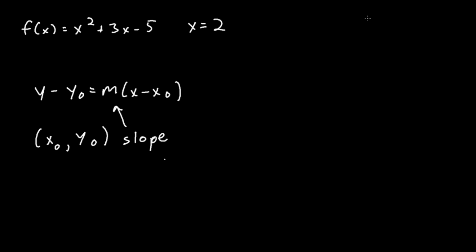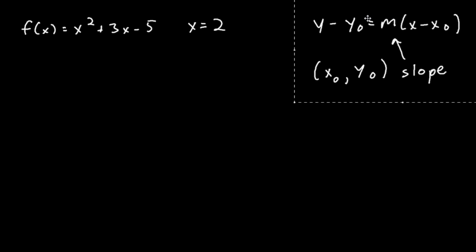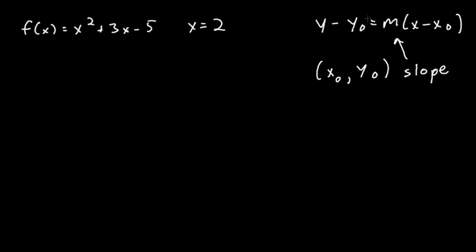So what is the slope of a tangent line? Well, that already gives you the hint. The slope of a tangent line is the derivative of your function. So in this case, we have a function x squared plus 3x minus 5. And we're trying to find the tangent line at x equals 2. So how do we do that?